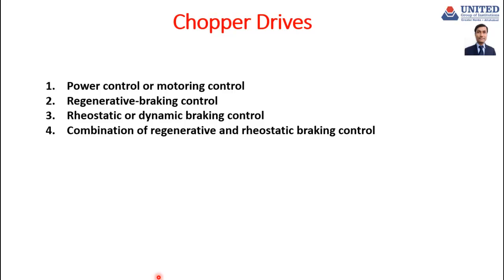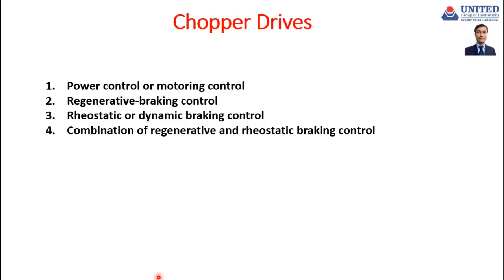As we know, variable DC voltage can be controlled from DC to DC converters or choppers. So choppers can be used for speed control of DC motor. If the field winding of DC motor is fed from a constant DC source and the chopper is connected across the armature circuit, then the voltage across the armature can be controlled by varying the duty cycle of the chopper.